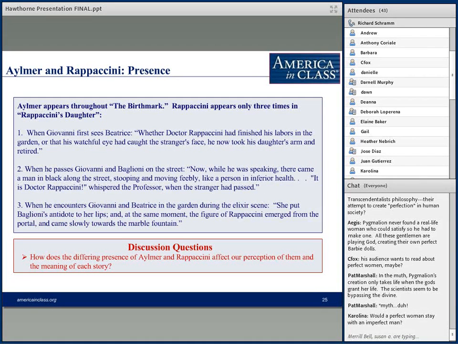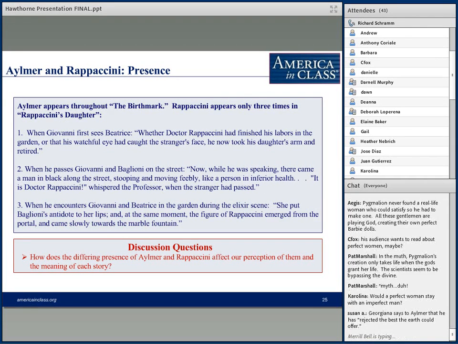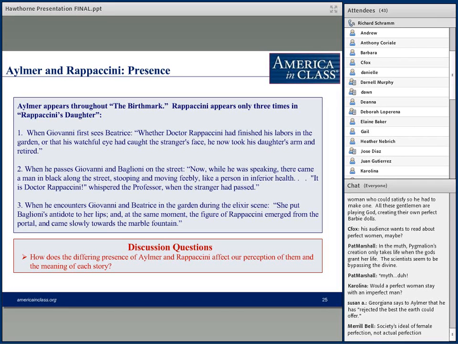Eliza, wouldn't you say that both Georgiana and Beatrice are really not round characters? They're just sort of figures to be manipulated in the story.